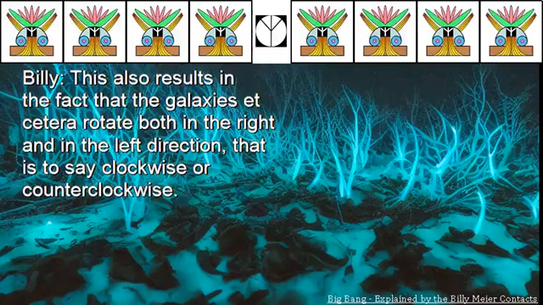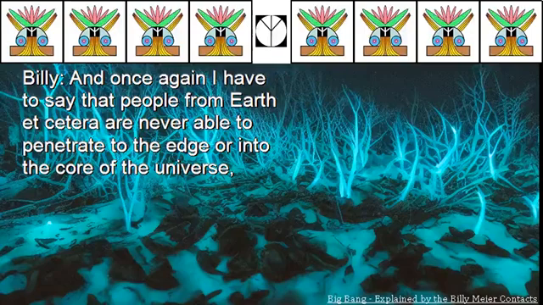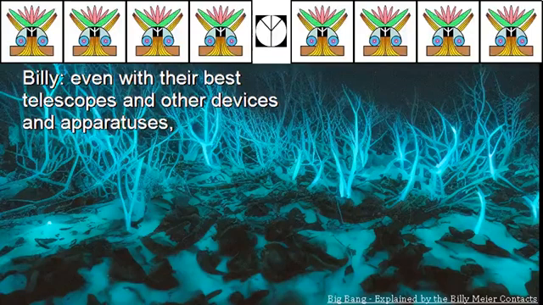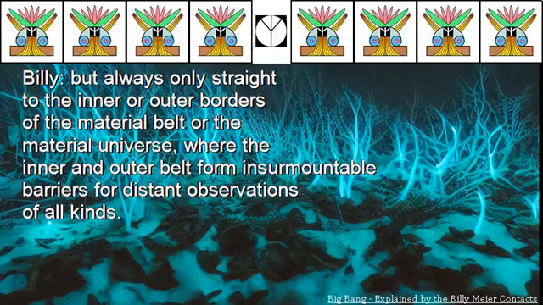This also results in the fact that the galaxies, etc., rotate both in the right and in the left direction, that is to say, clockwise or counterclockwise. And once again, I have to say that people from Earth, etc., are never able to penetrate to the edge or into the core of the universe, even with their best telescopes and other devices and apparatuses, but always only straight to the inner or outer borders of the material belt or the material universe, where the inner and outer belt form insurmountable barriers for distant observations of all kinds.